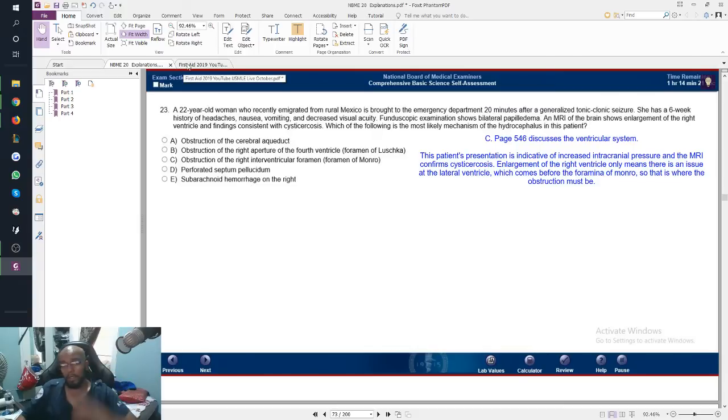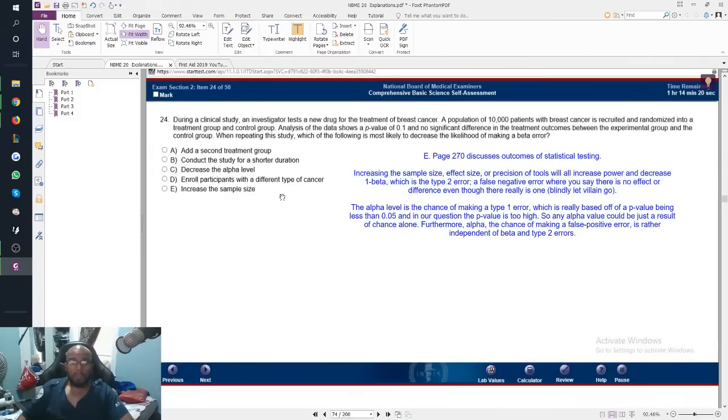Okay. Number 24, during a clinical study, an investigator tests a new drug for the treatment of breast cancer. A population of 10,000 patients with breast cancer is recruited and randomized into a treatment group and control group. Analysis of the data shows a p-value of 0.1 and no significant difference in the treatment outcomes between the experimental group and the control group. When repeating the study, which of the following is the most likely to decrease the likelihood of making a beta error? And this is something that you're probably not comfortable with, right?